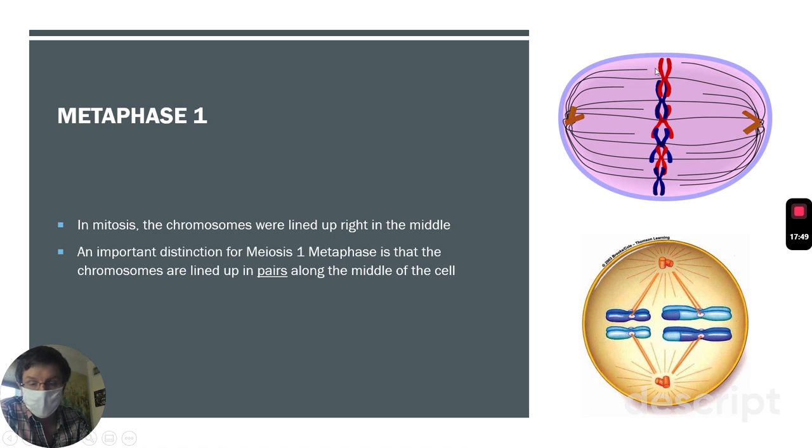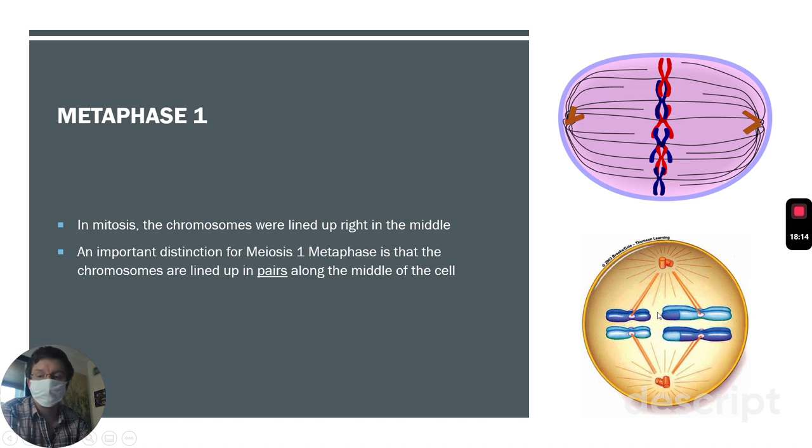So the critical difference is that in meiosis, what we're talking about right now, we're lining up these chromosomes in pairs. Notice how we got a chromosome here and a chromosome here, versus, this chromosome would just be lined up in the middle if we were doing mitosis. In meiosis, they are lined up in pairs. All right, that's during metaphase 1.